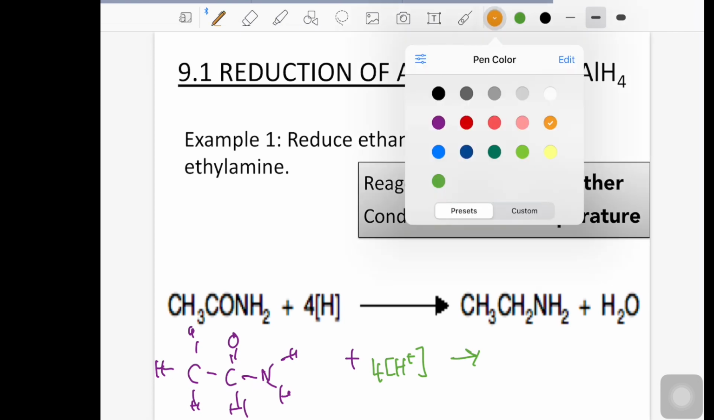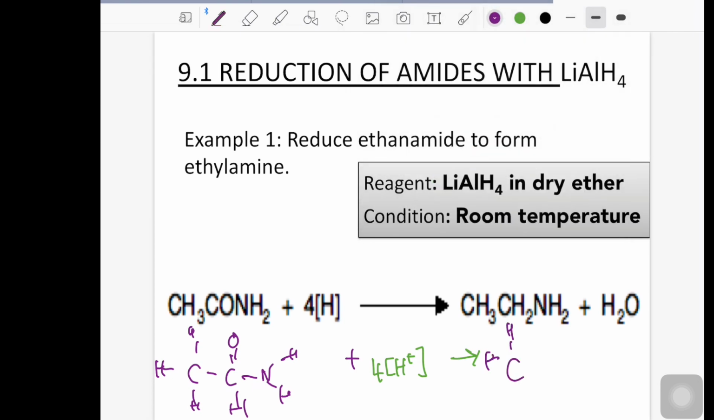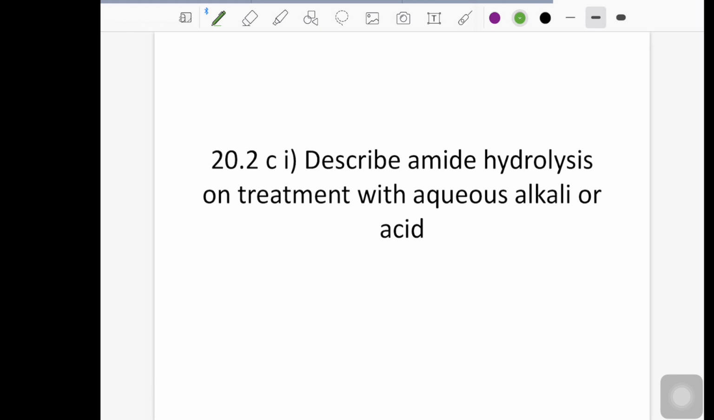So CH3 is in the original, CH is also in the original, and NH2. You can see that the carbon is just adding hydrogen. Sorry, there shouldn't be a hydrogen here, too much hydrogen. So the hydrogen is being added here. There is no specific heating for that. It can happen at room temperature.